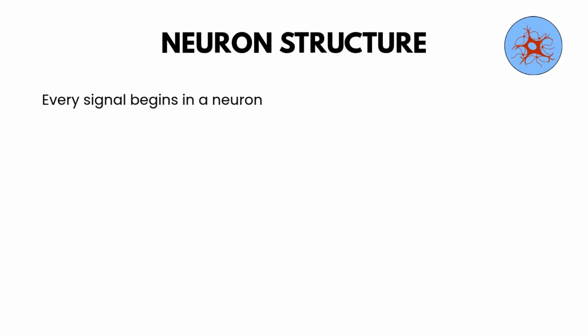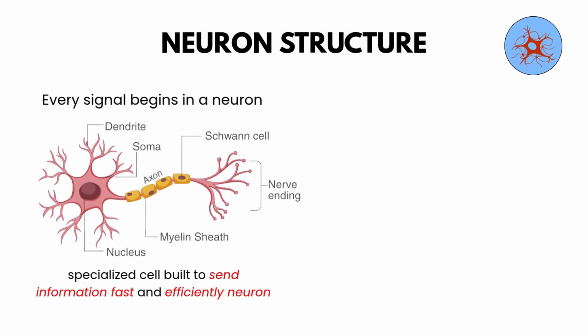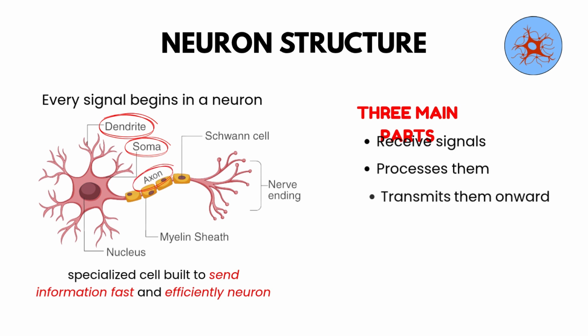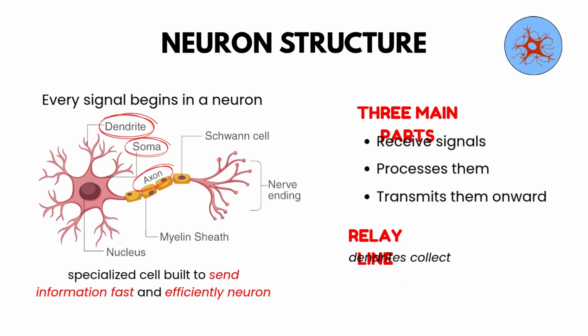Neuron structure. Every signal begins in a neuron, a specialized cell built to send information fast and efficiently. It has three main parts: dendrites that receive signals, a soma that processes them, and an axon that transmits them onward. You can think of it like a relay line. Dendrites collect, the soma decides, and the axon delivers.